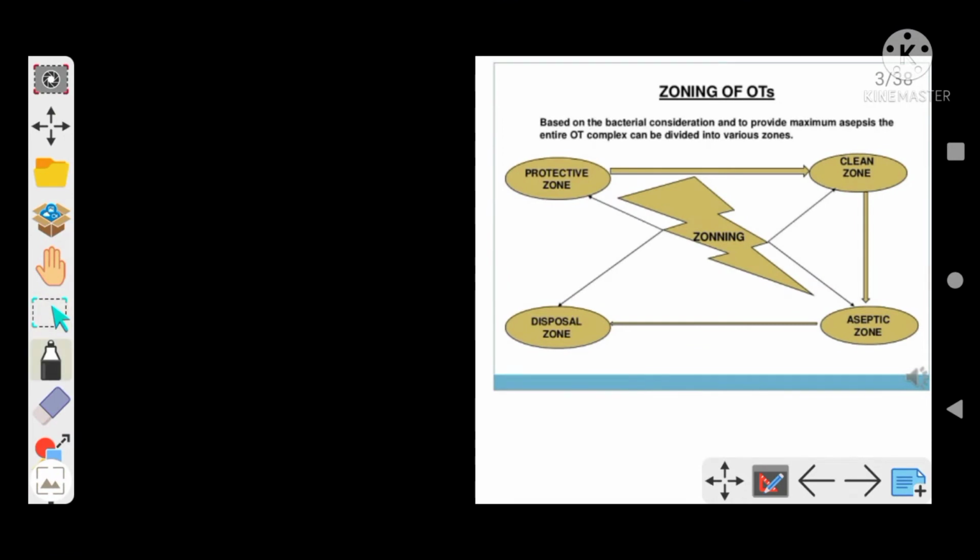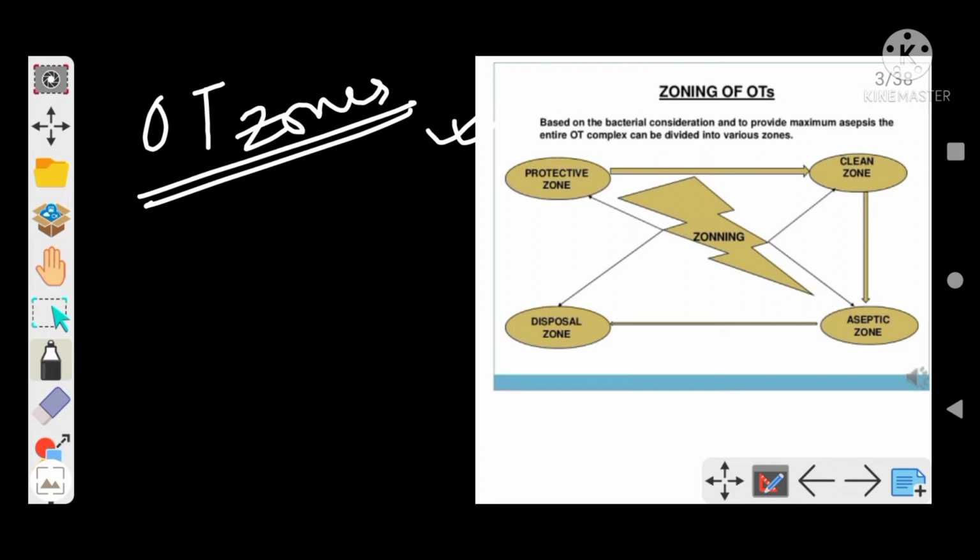Hi guys, so today I will discuss a different topic, OT zones. As you can see in the slide, this is about OT zones. Very important for the recent exam pattern change. This may be asked, right? Very important topic, OT zones, right?